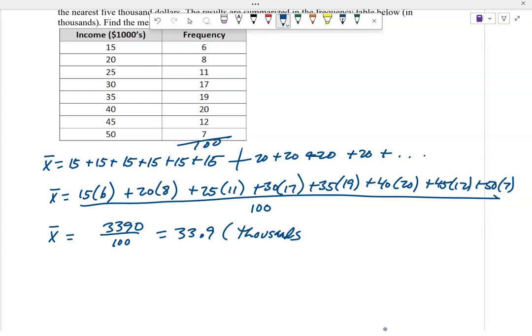So the mean household income at this time, many years ago, is $33,900.